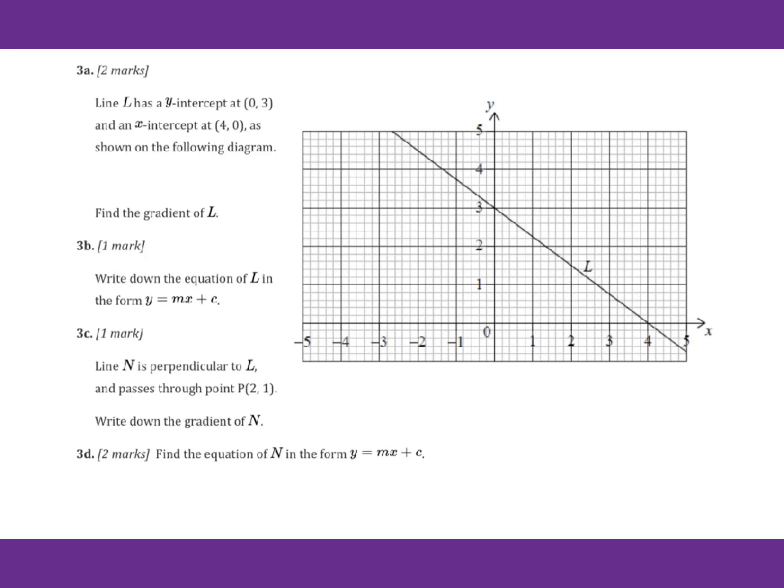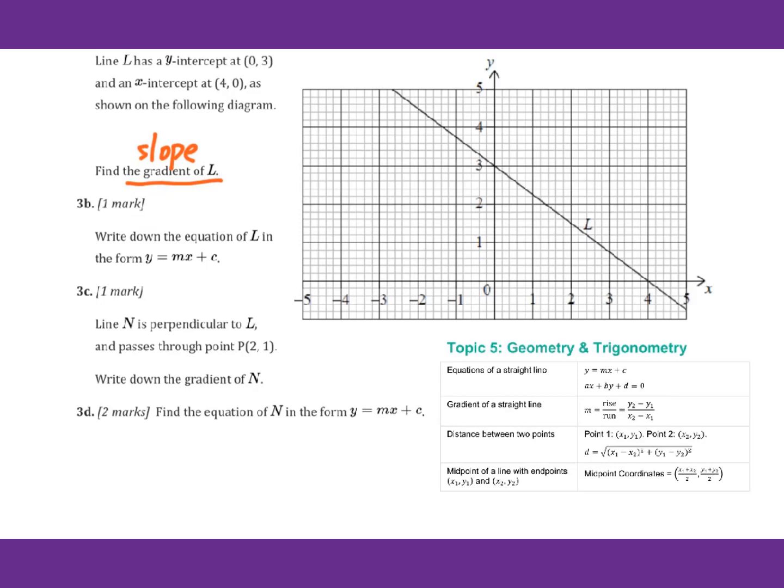Now let's go to 3a. Line L has y-intercept 0, 3 and x-intercept at 4, 0, as shown in the following diagram. Find the gradient of L. You know the gradient means slope. In the formula booklet, you have this as a formula. So you have two ways to do that. You could say from here, as you go down, then go to the right. So we have negative 3, positive 4. That is negative 3 over 4.